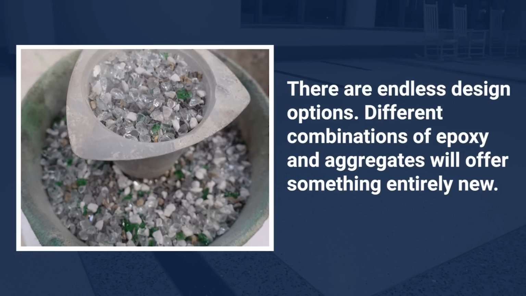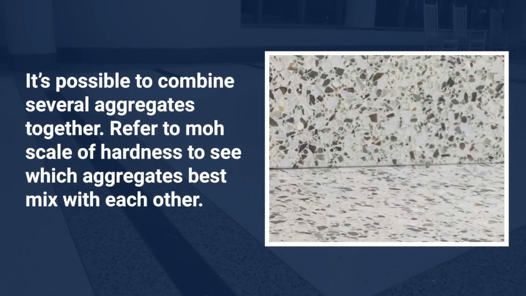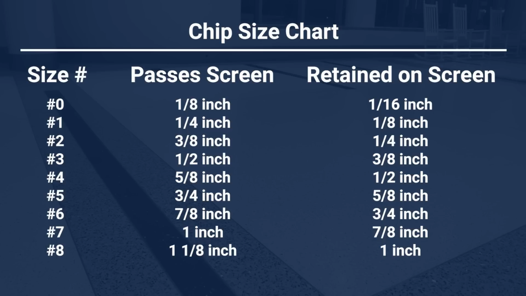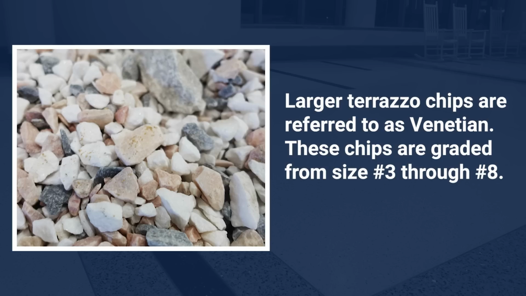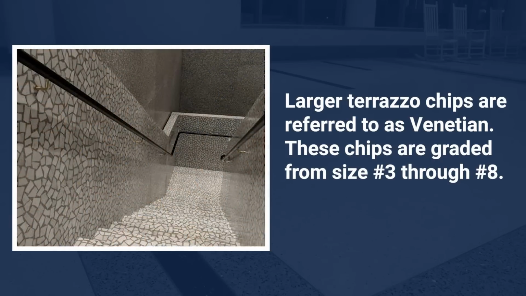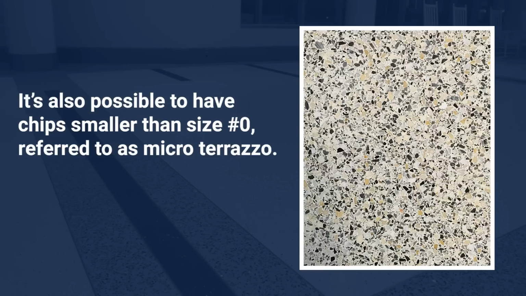No terrazzo projects are the same. There's no limit to how many aggregates you can add to your design. Aggregates also vary in size. Standard chips, sizes 0, 1, and 2 are the most commonly used in the terrazzo industry, but you can also have larger chips as well, known as Venetian. These are graded at size number 3 through number 8. You can even have micro terrazzo chips, which are smaller than the size number 0.